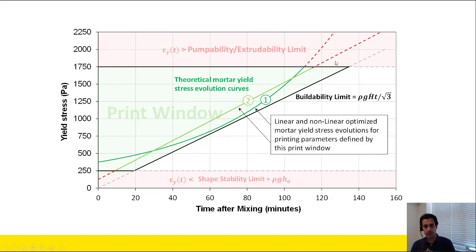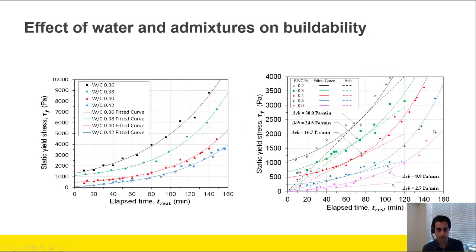On the other hand, if you look at two other theoretical mortar yield stress evolutions, you can see these two pass all three requirements of pumpability, shape stability, and buildability, although they have different characteristics. And based on that figure of the static yield stress versus time, you can see how your material is going to perform versus those three, what we call the printing window, like the shape stability line and the buildability line.